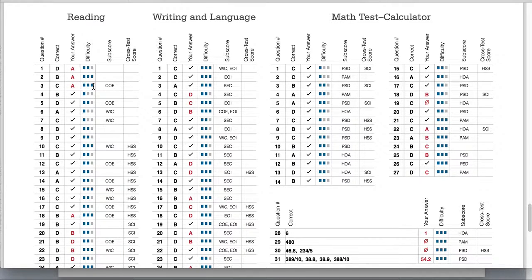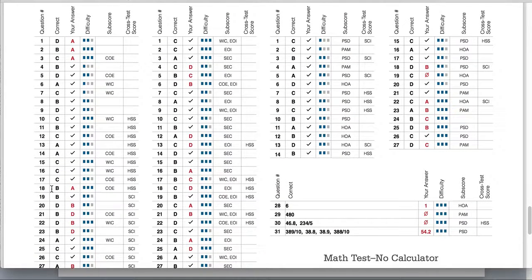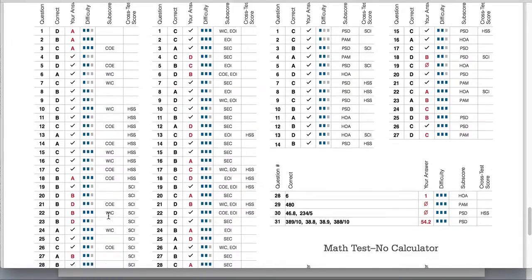That's the highest difficulty. And if I see that I missed other command of evidence questions like 18, COE, high difficulty, I chose A when the correct answer was B, I know that I need to work on my command of evidence skill. You can see the same here with question 21, a medium level question. Nonetheless, command of evidence, still missed it.